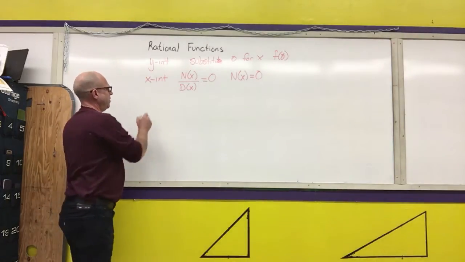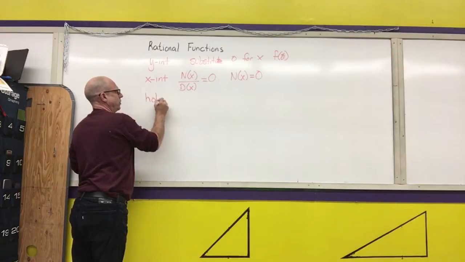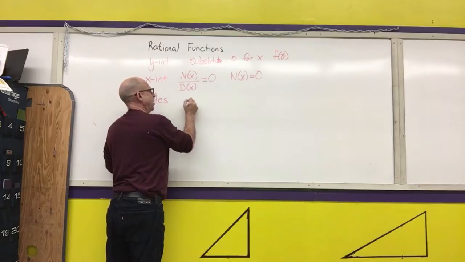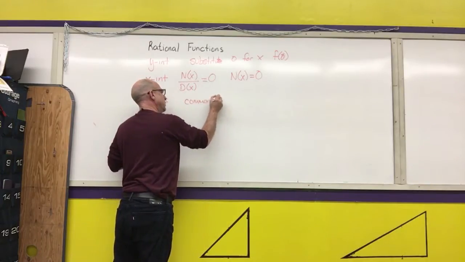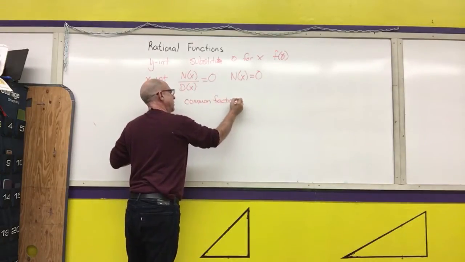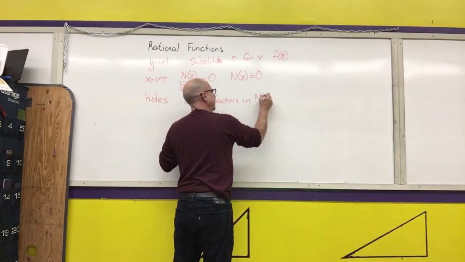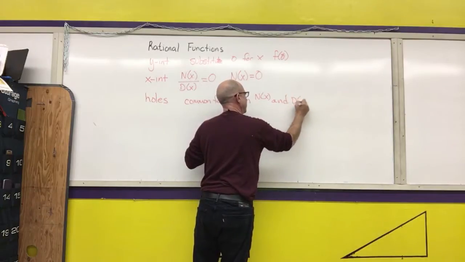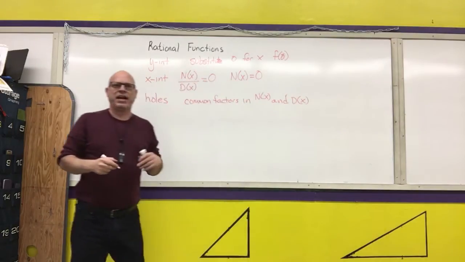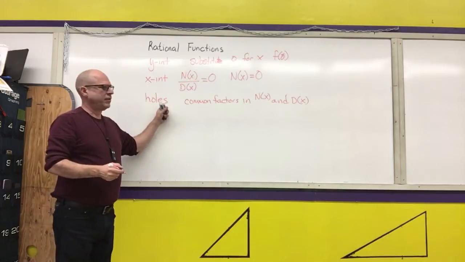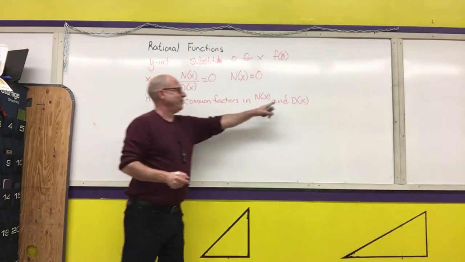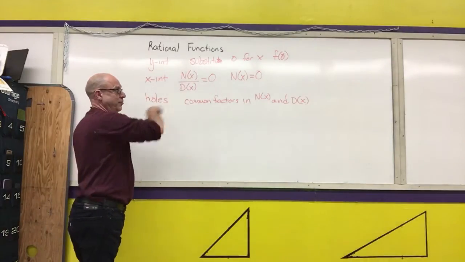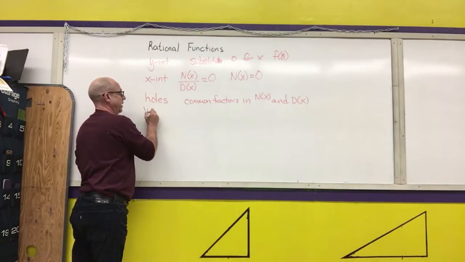Other things that we can have in our graph are holes. We have potentials for holes in our graph when we have common factors in the numerator and the denominator. So anytime I have a common factor, I could end up with a hole in my graph. Now, if the factors are not repeated anywhere else, I'll definitely have a hole, but if they may be repeated, we can end up with vertical asymptotes.